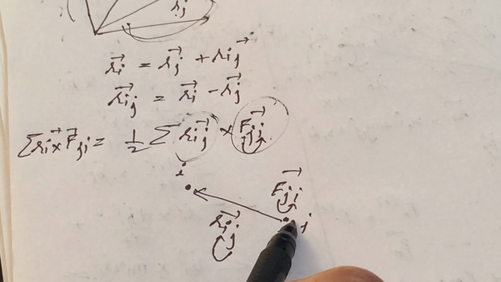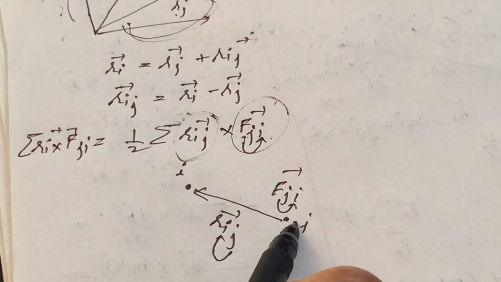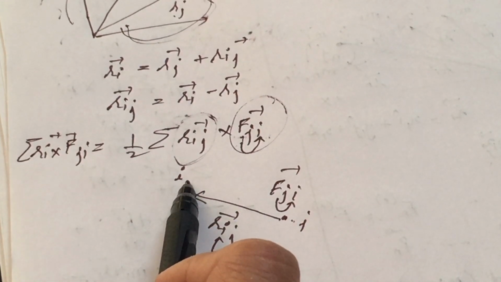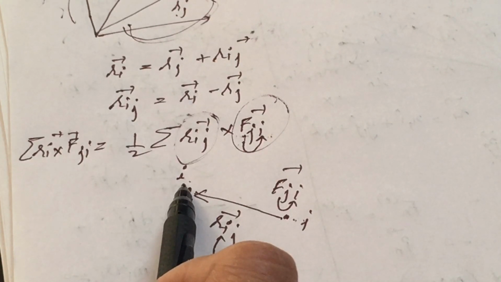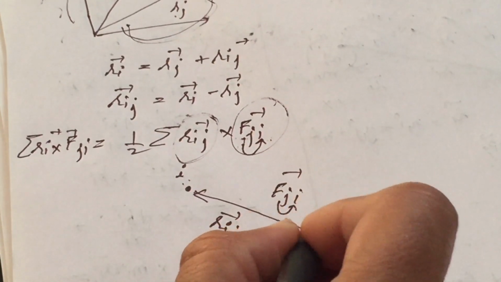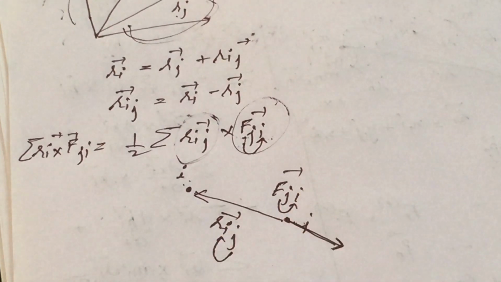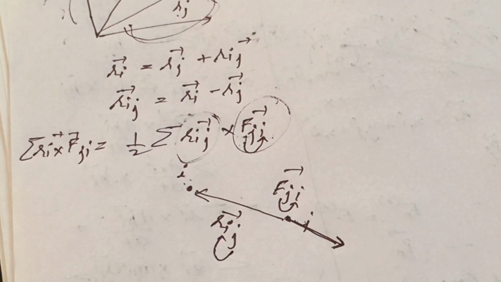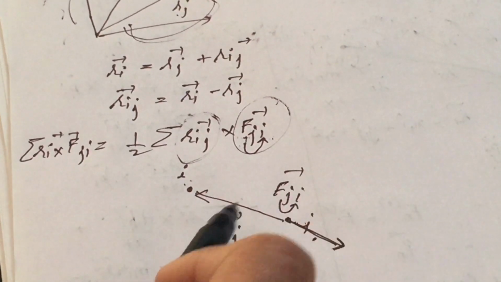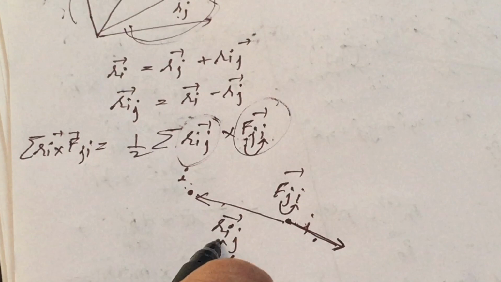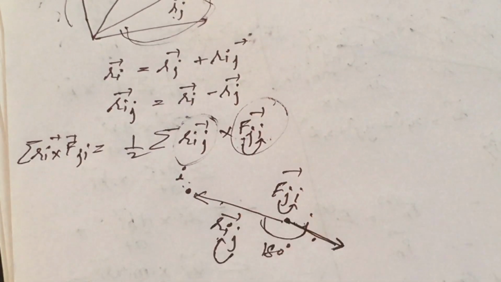If these two particles are neutral, not charged, and have masses mi and mj, there is a gravitational force between them, and the jth particle will apply a force on the ith particle. If the jth particle is applying a gravitational force on the ith particle, it means the jth particle is attracting the ith particle in its direction, towards its center. This will be the direction of fgi, and this is the direction of rij. Then the angle between them is 180 degrees.